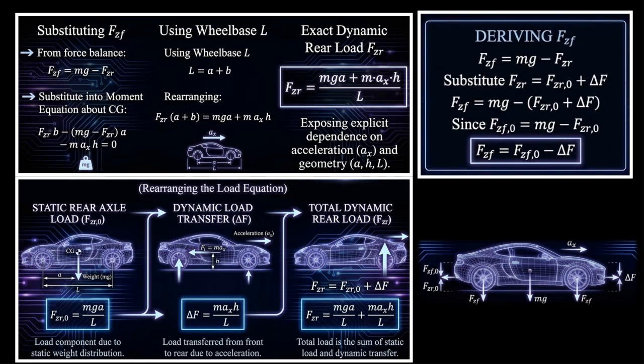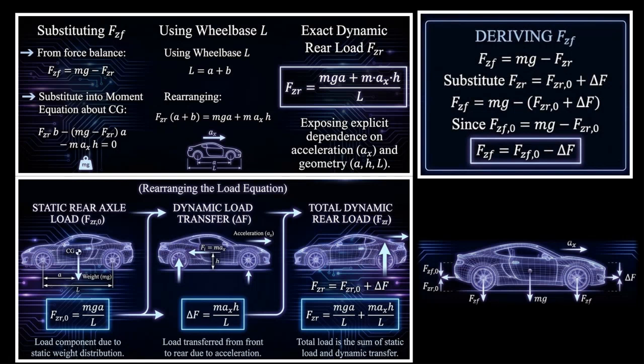The front axle force can be written as FZF equals mg minus FZR. Substituting this into the moment equation and using the wheelbase L equals a plus b leads to the final expression for the rear axle load. The dynamic rear normal force is FZR equals (mga plus m times ax times h) divided by L. This equation clearly shows how the rear axle load depends on vehicle geometry and longitudinal acceleration.